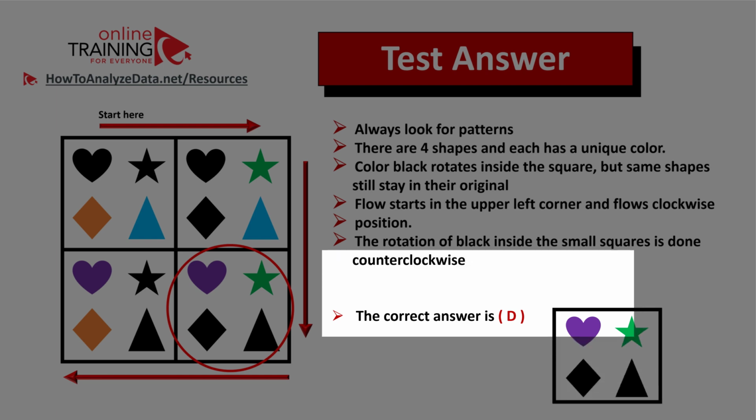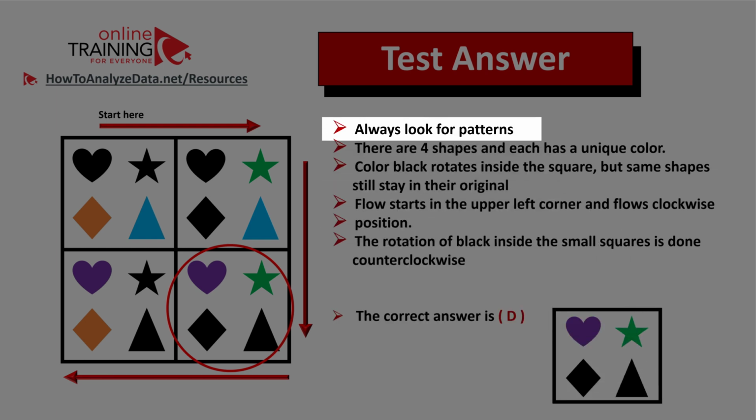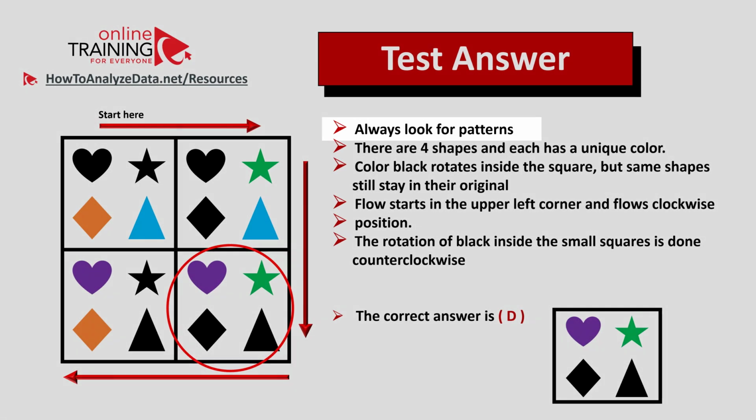Let's recap. Always look for patterns. In this case, there are 4 shapes, and each shape has a unique color. Color black rotates inside the square, but same shapes stay in their original position, and the rotation inside the squares is done counterclockwise. So hopefully you've nailed this question and now know how to answer similar problems on the test.